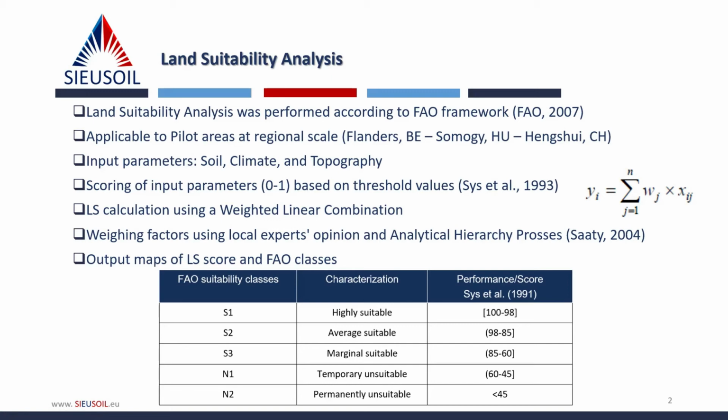The output maps of the model are land suitability score maps with values from 0 to 1, and also FAO classes, as I'm going to show you later, like the ones that you see in this table. We have S1 class, S2, and S3 classes, which are classes suitable for the specific crop. And of course, we have N classes, which are either temporarily unsuitable or permanently unsuitable according to the score that they receive.